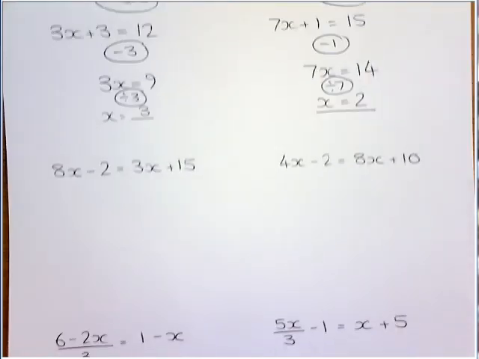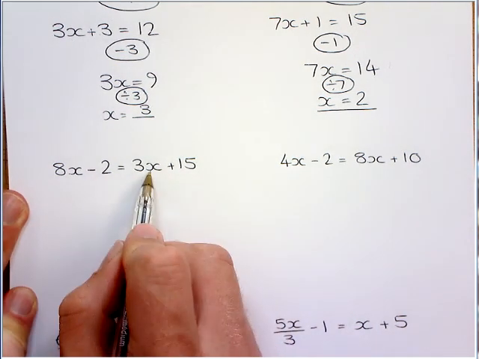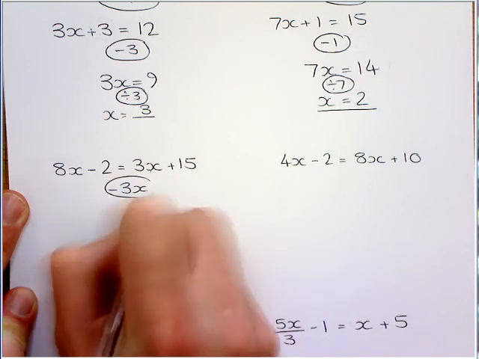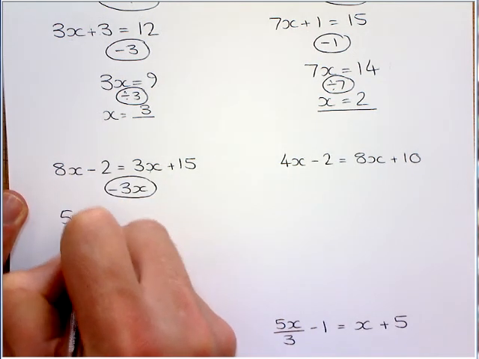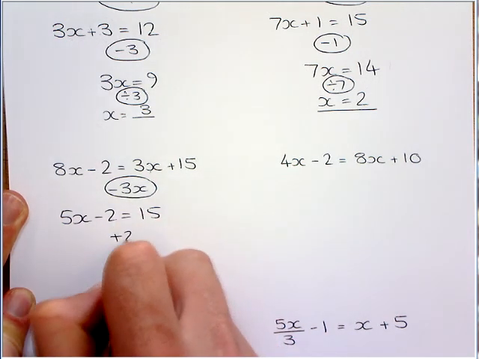Okay, so let's have a look at this one. Again, so x is on both sides. This is the lowest, so we need to subtract 3x to get started, giving me this. This number's on the wrong side, so add 2.